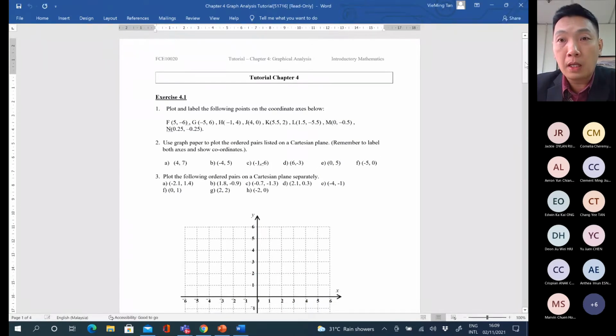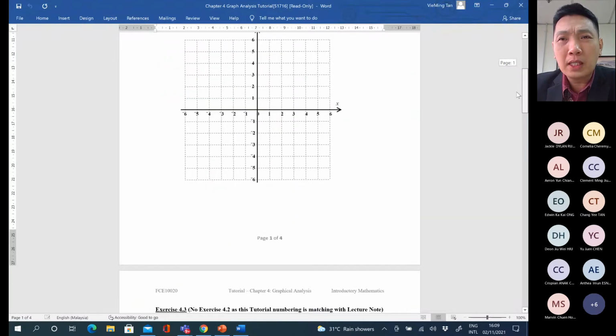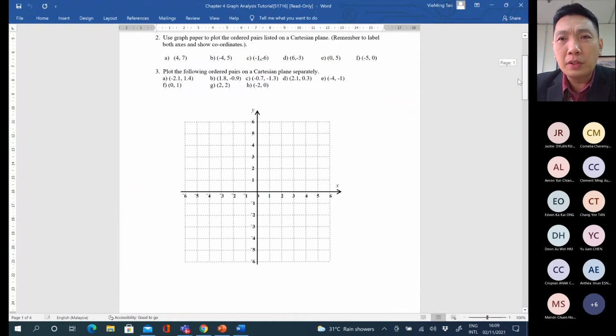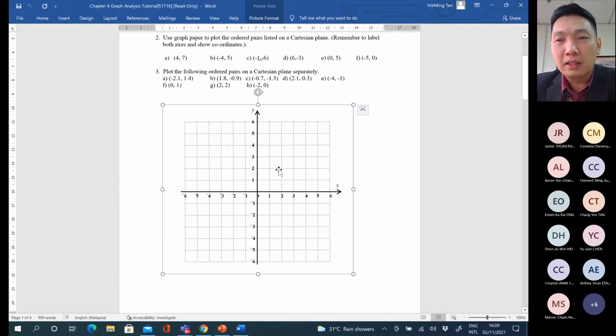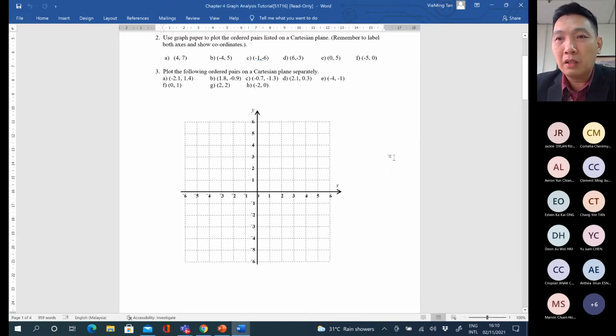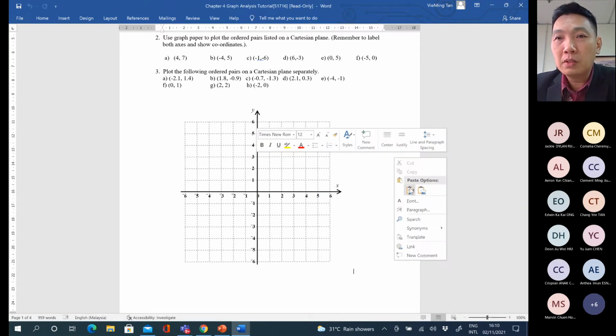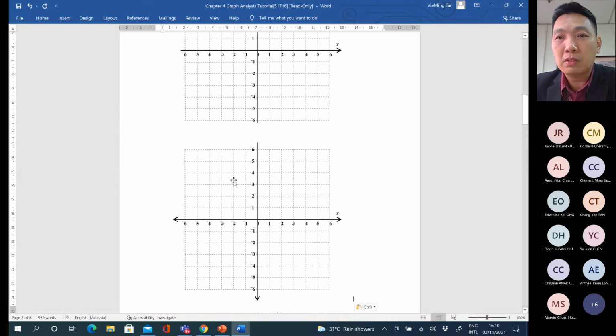So these are the questions. For quite a number of questions, you may need to use this diagram, we call it the Cartesian plane, to draw. So maybe you can copy and paste a lot of copies so that you can use this to draw the straight lines. You can copy and paste more so that you can draw. Just draw here, straightforward.